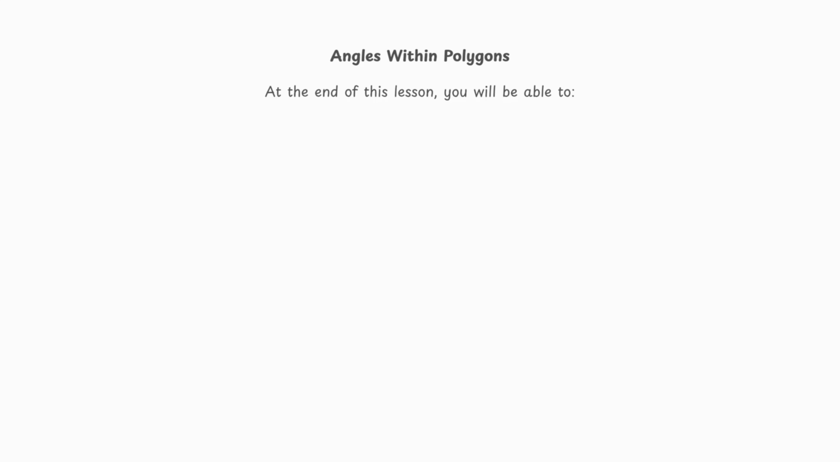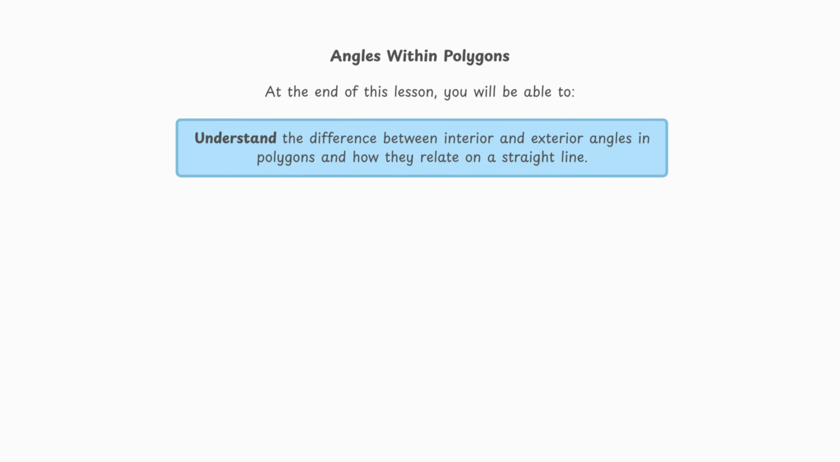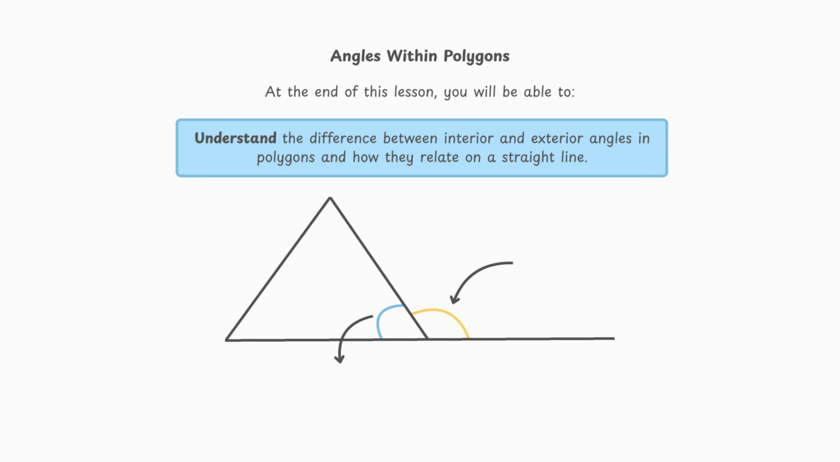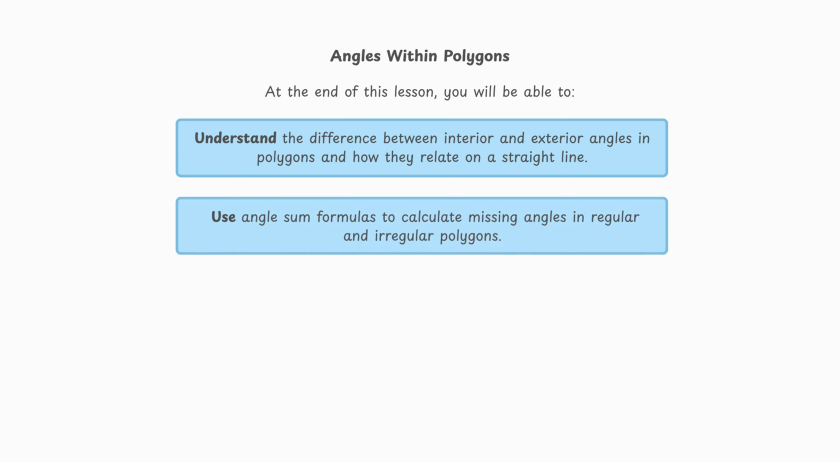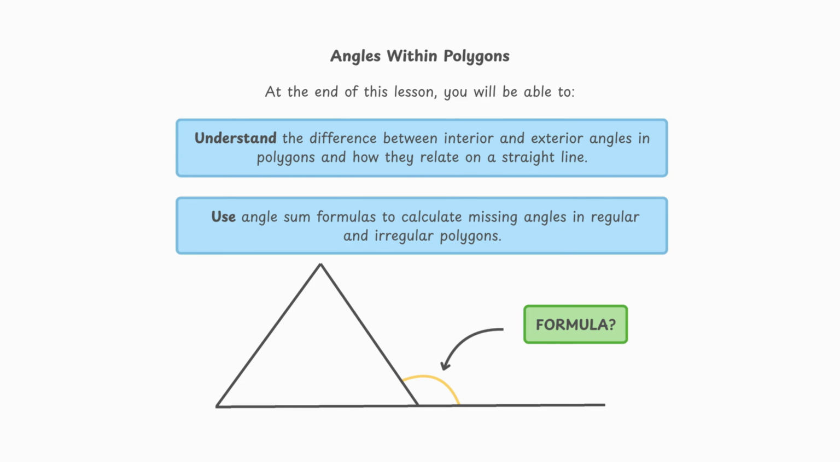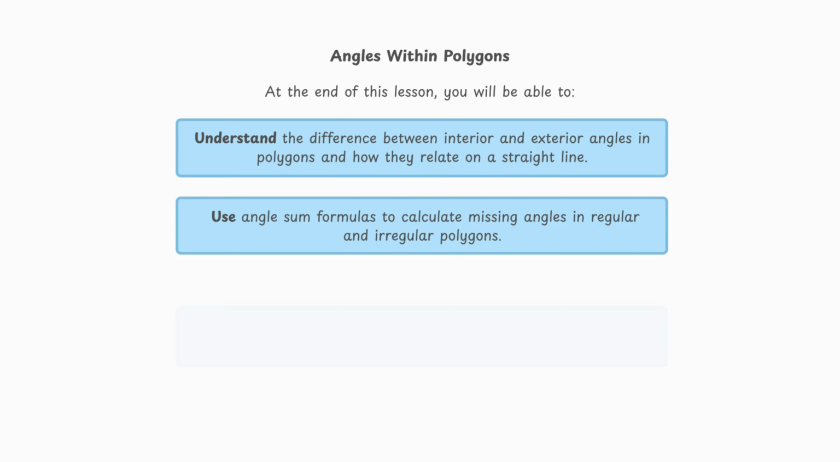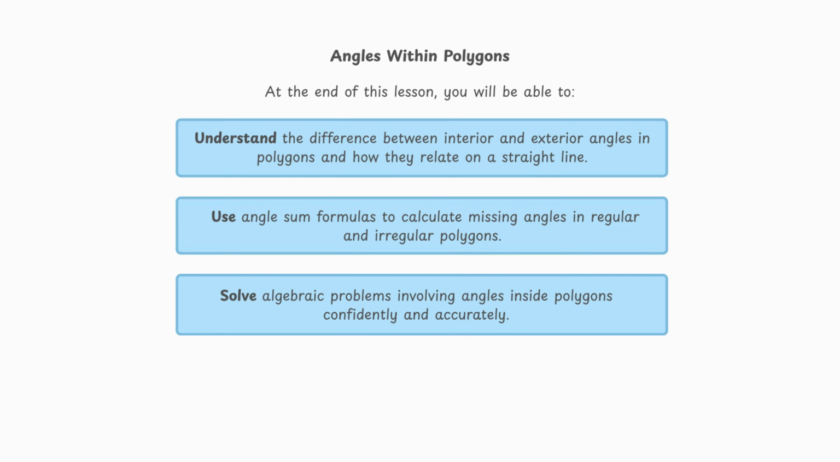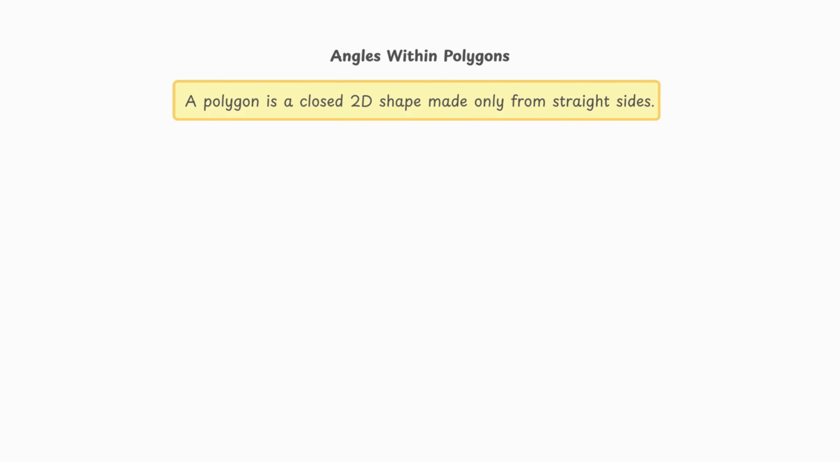By the time you finish this video, you will be able to understand the difference between interior and exterior angles in polygons and how they relate on a straight line. Next, use angle sum formulas to calculate missing angles in both regular and irregular polygons. And finally, solve algebraic problems involving angles inside polygons confidently and accurately. Let's get started. Let's begin by understanding what a polygon is.